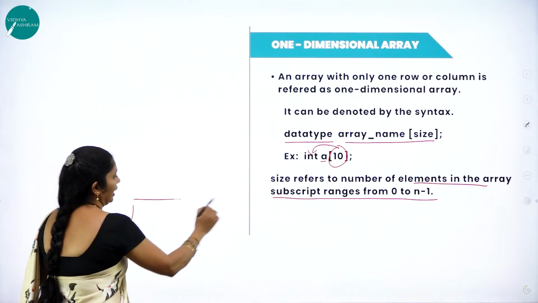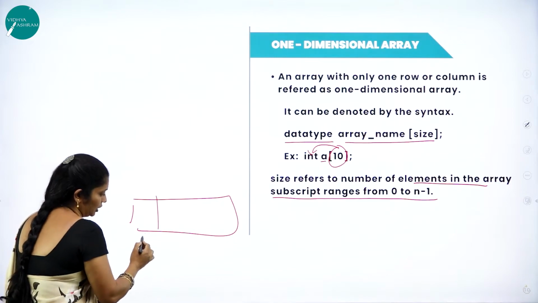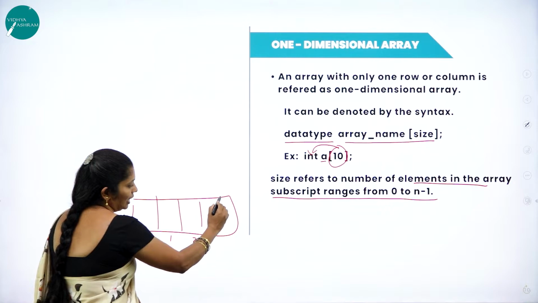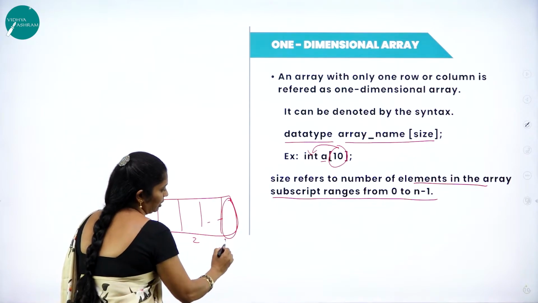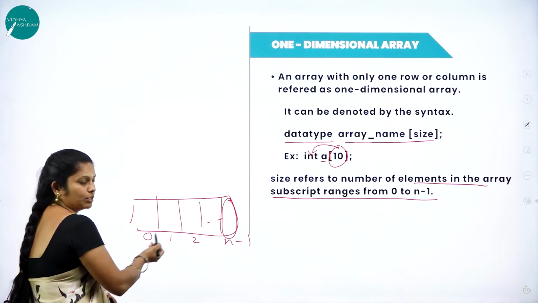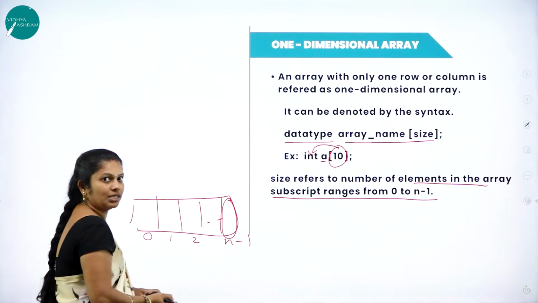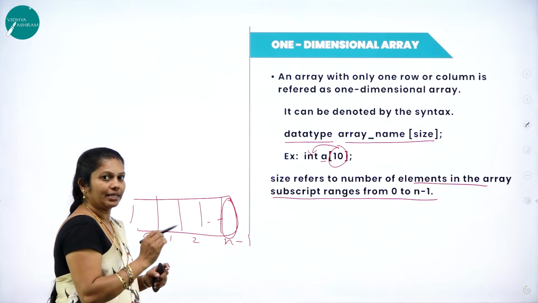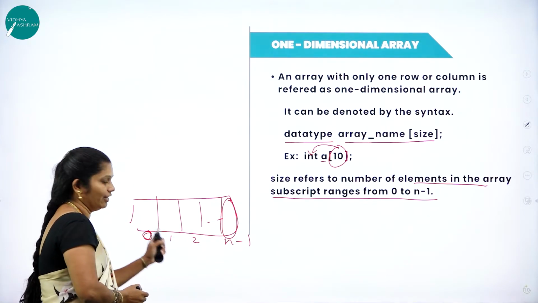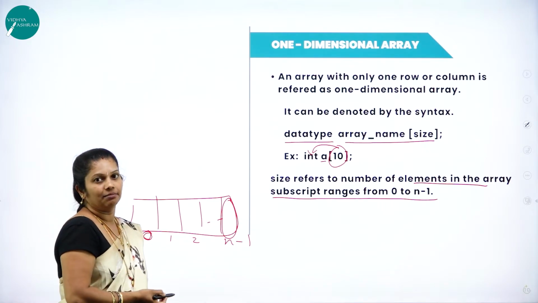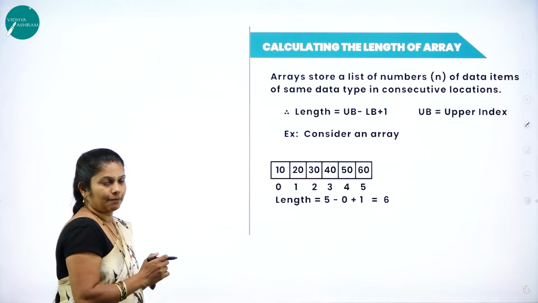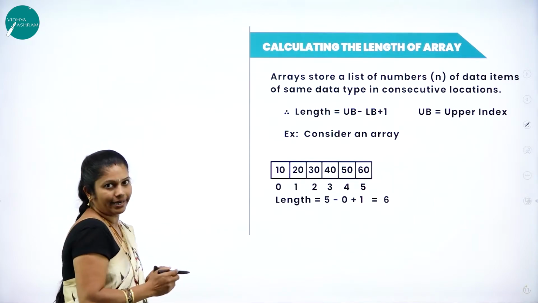Already I told you, in an array the first element position is 0, then 1, 2, 3. Then the last position can be called n minus 1, because here it starts from 0, that's why the last position is n minus 1. Like this, the first element has subscript 0, then the second one 1, the last one n minus 1. Then if I want to calculate the length of an array, I have to follow some rules and regulations.